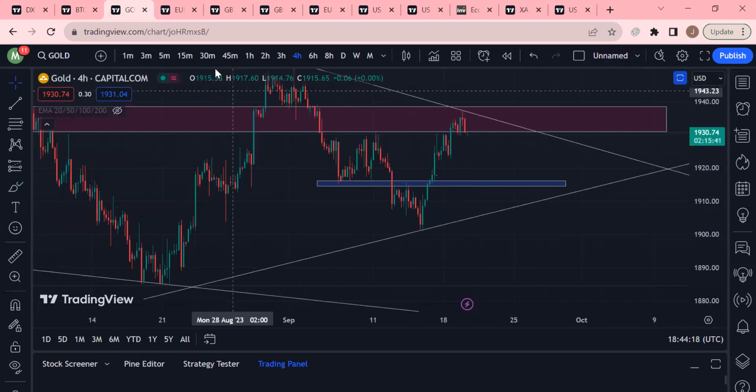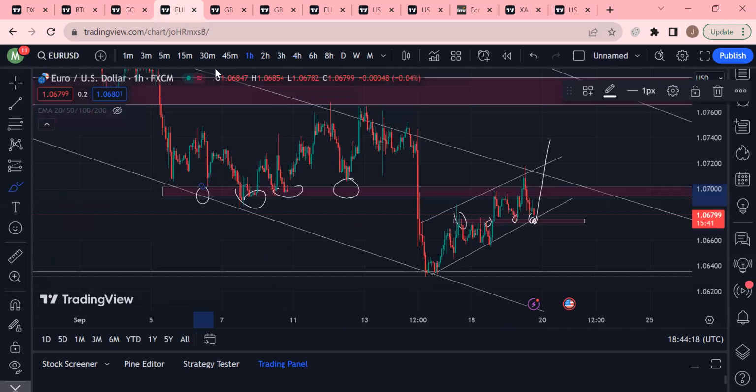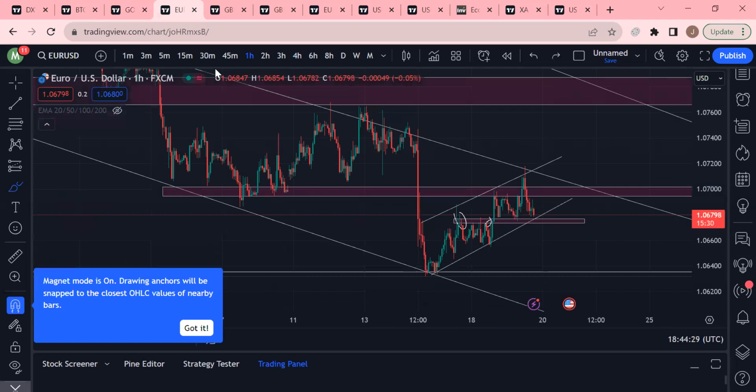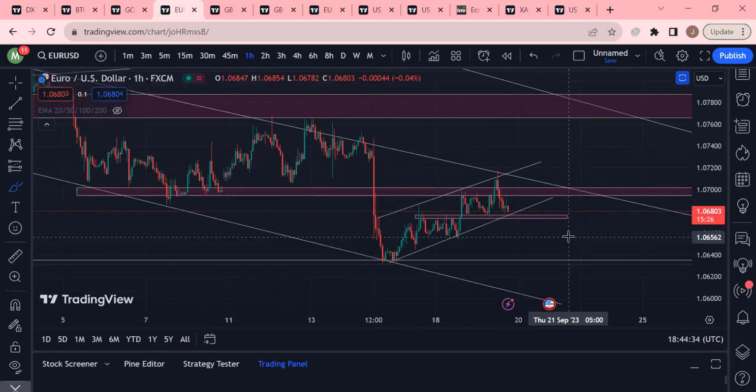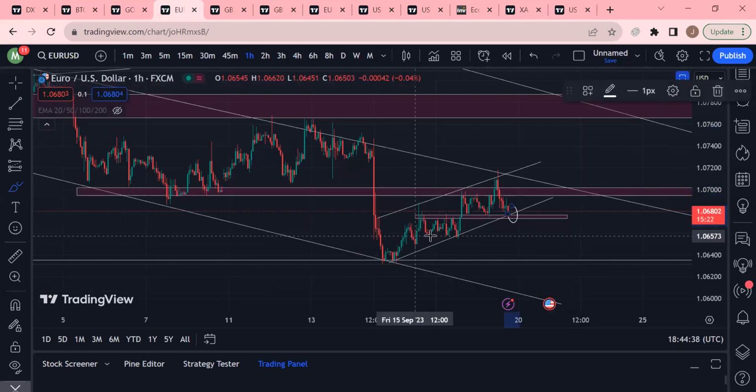So I'm using euros to see what is happening in the gold chart. I will also apply it to GBP USD. So watch out for this. Let me take all these things off. Watch out for this right now. So it's either I am buying from here right now, or from the bottom itself.